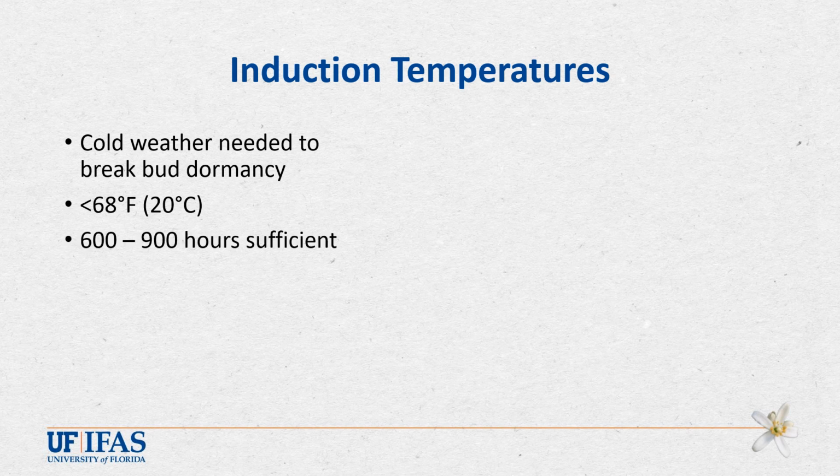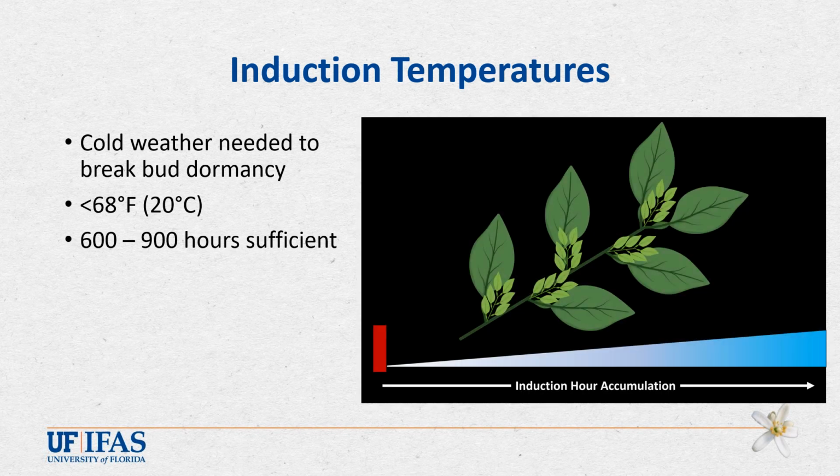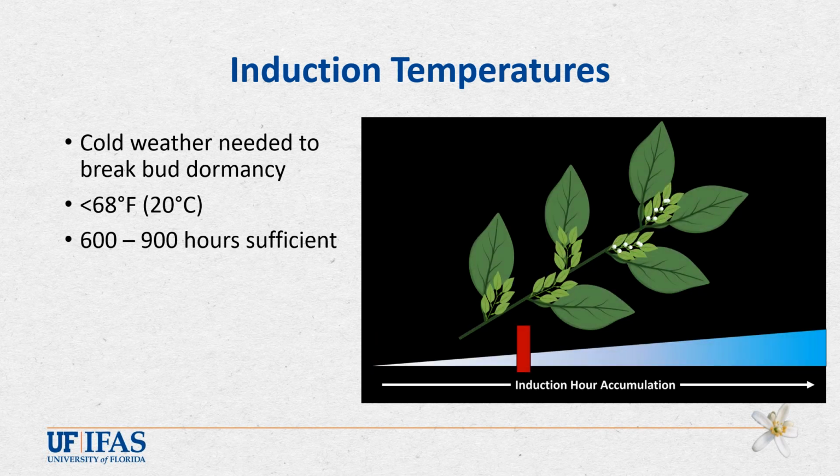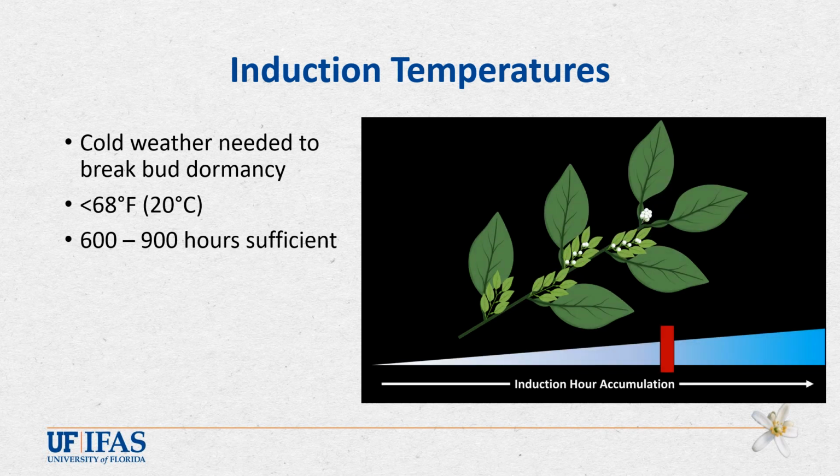Generally, 600 to 900 induction hours are sufficient to induce flowering. At very low induction hours, you would get very little floral bud induction. Accumulation of additional induction hours will increase floral intensity and increase the ratio of leafless to leafy inflorescences. Essentially, at low induction hours, you could expect a mixture of vegetative and leafy inflorescences. With more induction hours, more leafy inflorescences can be expected, along with leafless inflorescences. With even more induction hours, you would continue to see a shift towards even more leafless inflorescences.